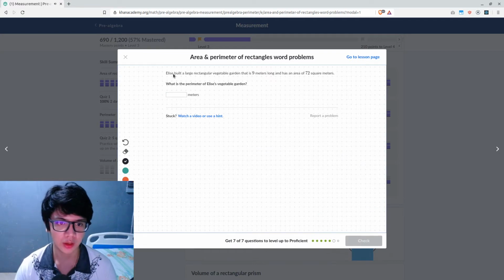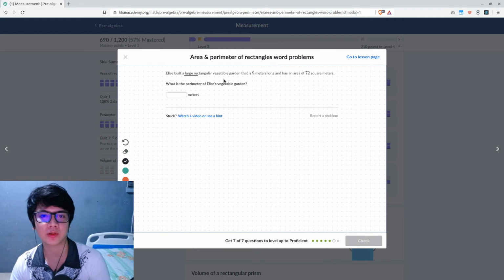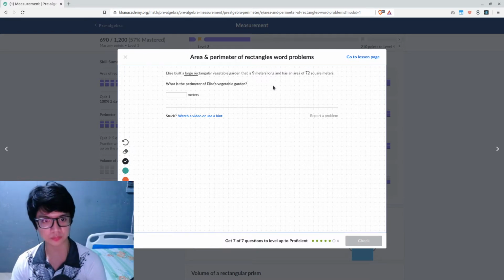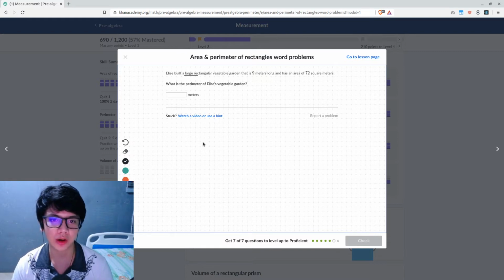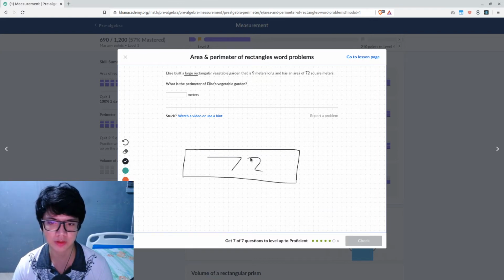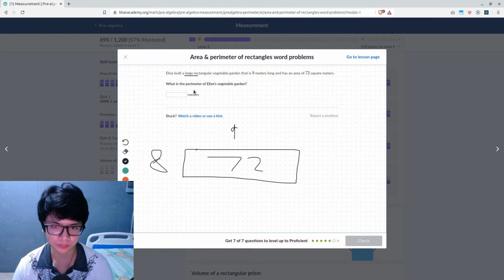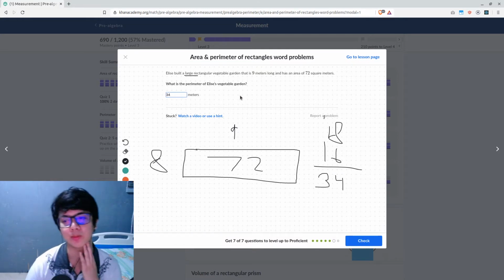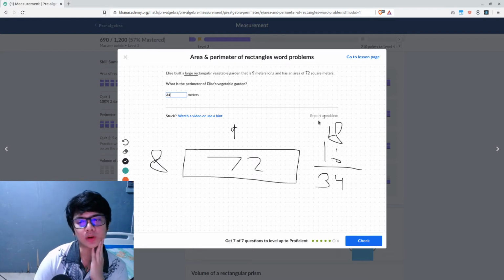Let's build a large rectangular vegetable garden that's 9 meters long. It has an area of 72. It's gonna be 9 times 8 to get 72. 18 plus 16, we have 34. Its perimeter is 34, right? Oh my god, I don't want to be wrong, but it should be 34.